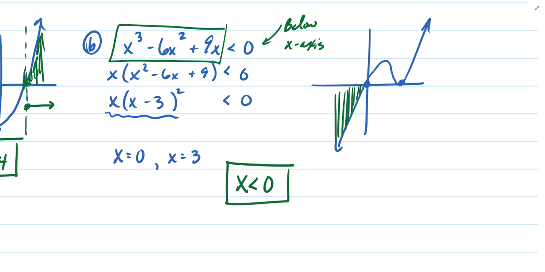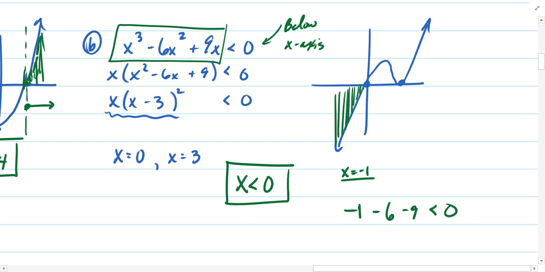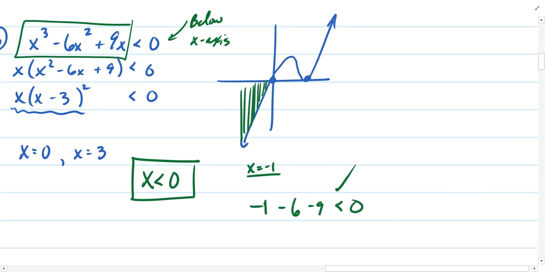And again, we could check our work. Let's say that x is equal to negative 1. Well, negative 1 cubed is negative 1. Negative 1 squared is positive 1, so we've got positive 1 times negative 6, so that's minus 6. And negative 1 times 9 is negative 9. Does negative 1 minus 6 minus 9 represent a number that's less than 0? I think the answer there is yes.